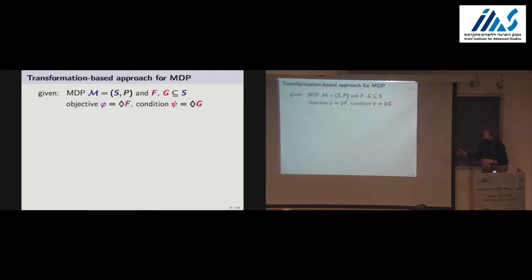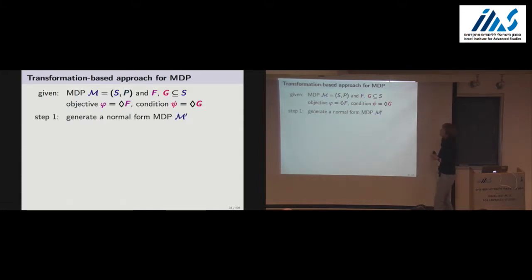So how does this approach work? I will explain it for the case where both the objective and the condition are reachability constraints. So here the phi requires that we want to visit eventually some set F, and the psi requires that we want to visit G.